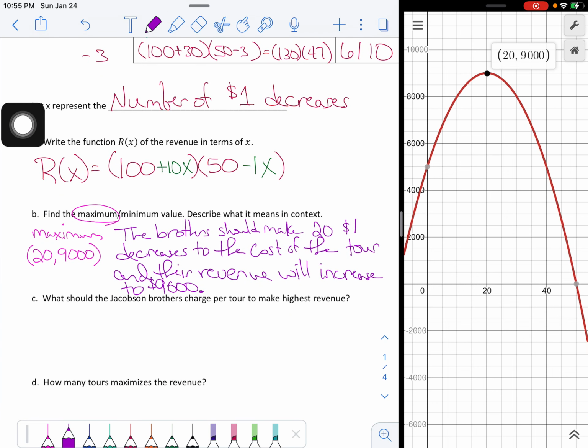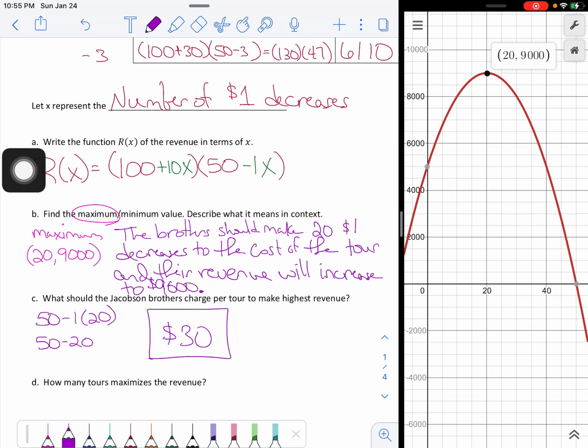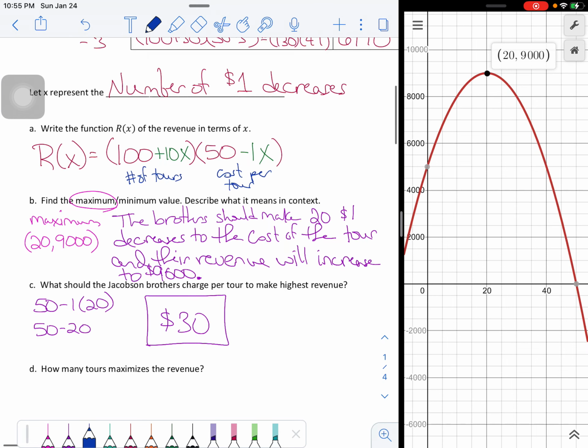So what should the Jacobson brothers charge per tour to make the highest revenue? Well, this was the cost of the tour. So whatever 50 minus 1 times 20 is, so what is that? 50 minus 20 is, they should charge $30. Okay. And then part D is how many tours maximize the revenue. Well, this is the number of tours right here. And if you want to make a note of that, so this was number of tours, and this is the cost per tour. You can absolutely do those things to make note of it for yourself.